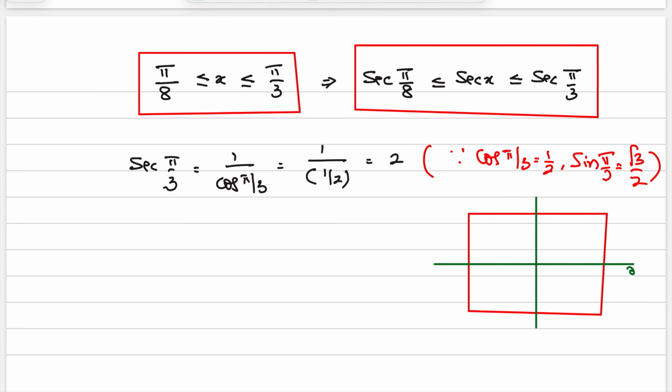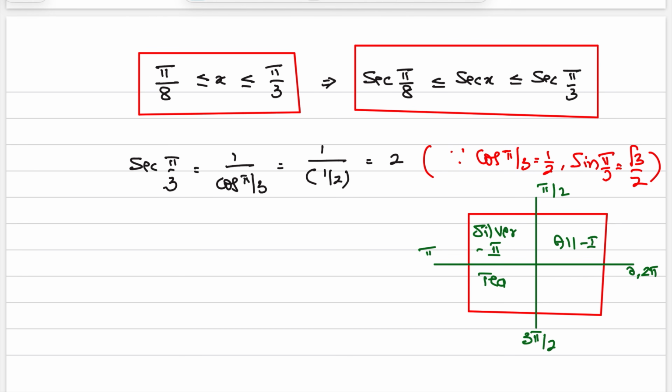This is 0, this is pi by 2, this is pi, this is 3 pi by 2, and this is 0 and 2 pi. All are positive in the first quadrant. Sin is positive in the second quadrant. Tan is positive in the third quadrant. Cos is positive in the fourth quadrant. All silver tea cups. Please remember this. I have explained very clearly in my previous lectures.